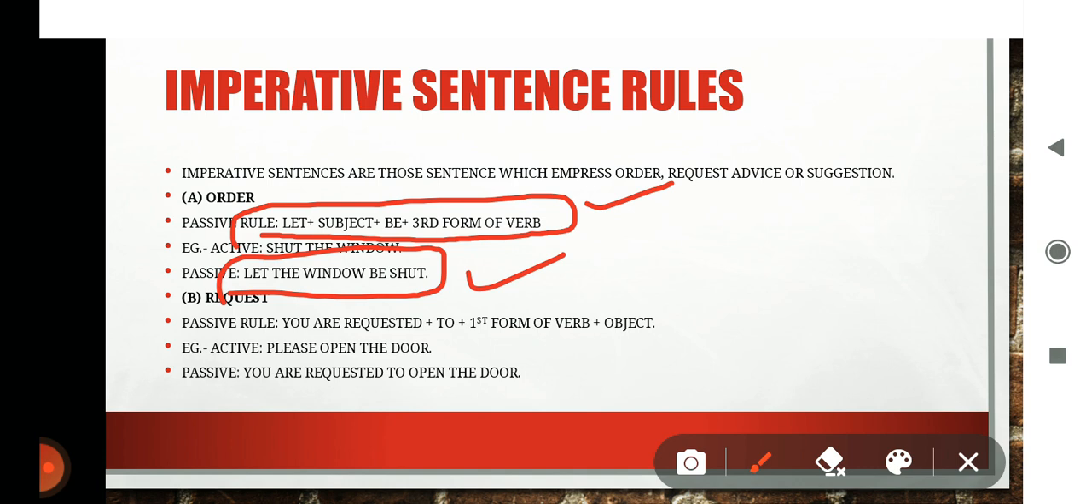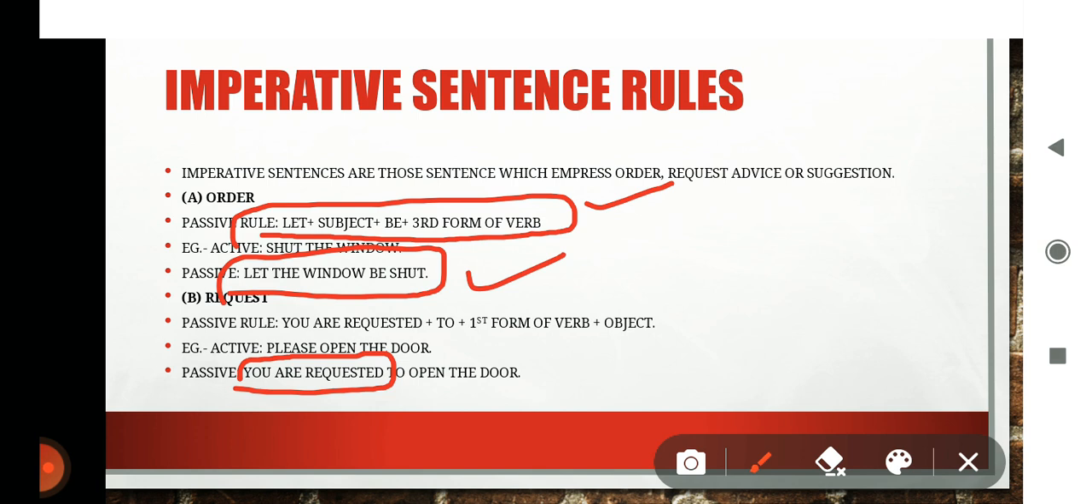Passive rule: you are requested plus to plus the first form of verb will be used along with the object. This is the rule. How to apply this rule? In the active sentence, please open the door. A request has been made by someone that please open the door. How will you convert this active sentence into passive voice? You will write here, you are requested to open the door. So can you see the difference here? You are requested is the word which we are using while we are converting the imperative sentence request.